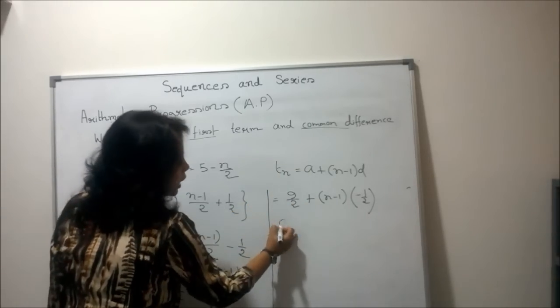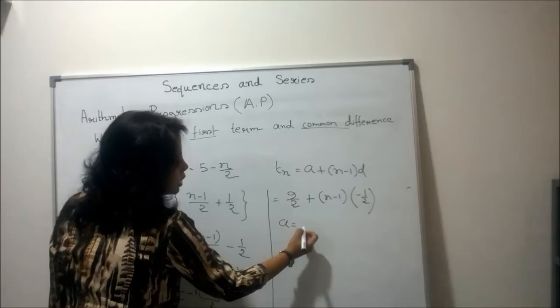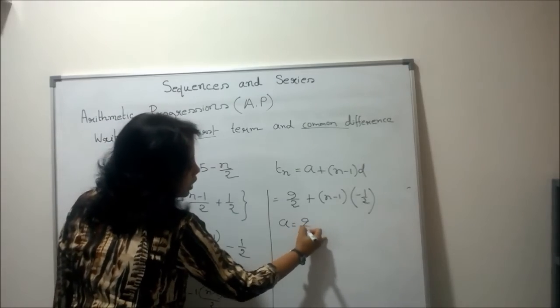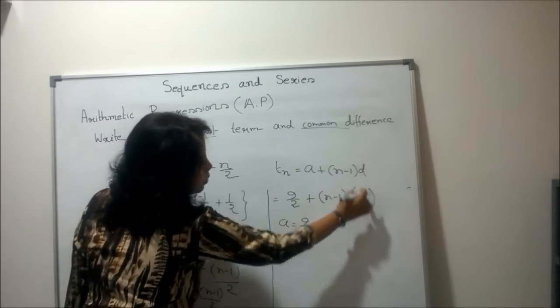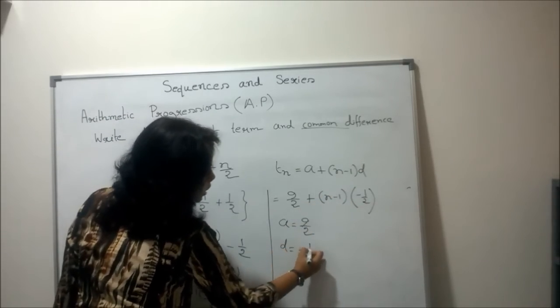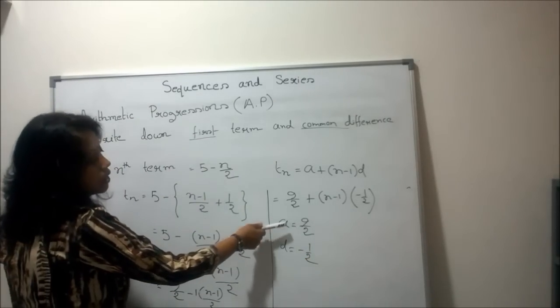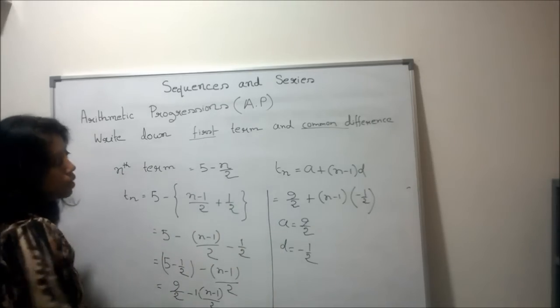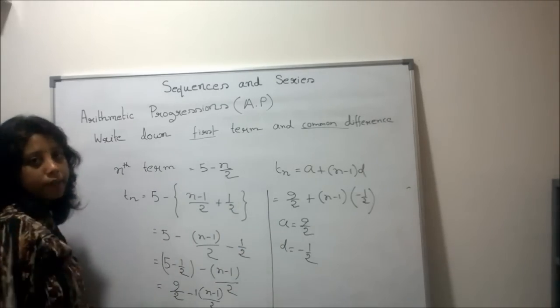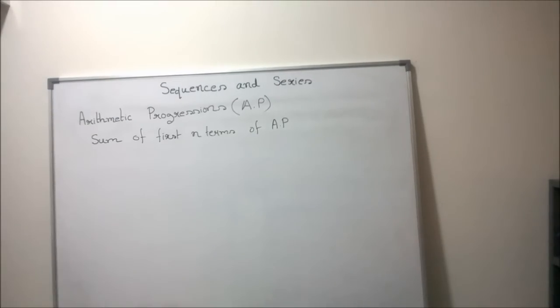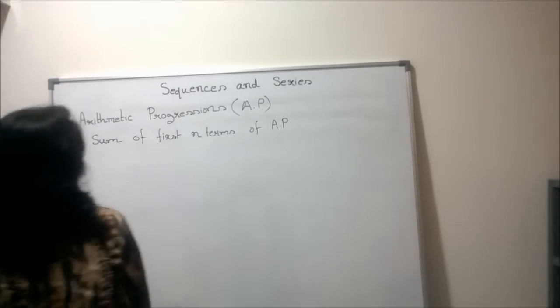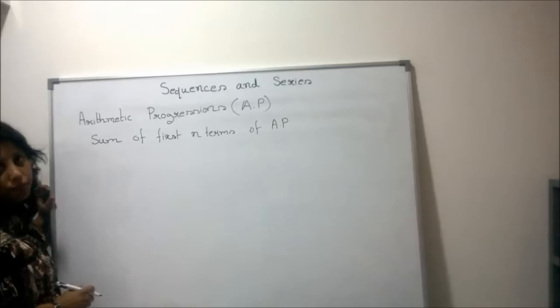In place of a, there is 9 by 2, and in place of d there is minus half. So what we can say from here is the first term is 9 by 2 and the common difference is minus half. Okay. Now our next topic is the sum of the first n terms of an AP.